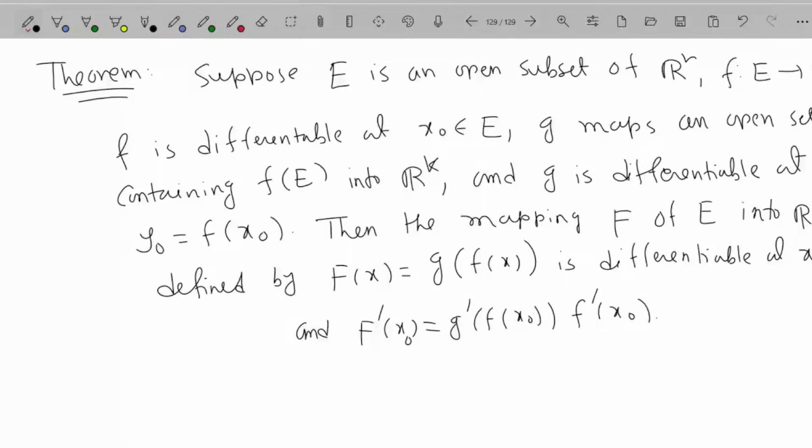So this is a linear operator, because derivative is a linear operator. F dash x naught is a linear operator. What do we mean by product of two linear operators? Okay, so how we define the product of linear operators is just a composition of two mappings.